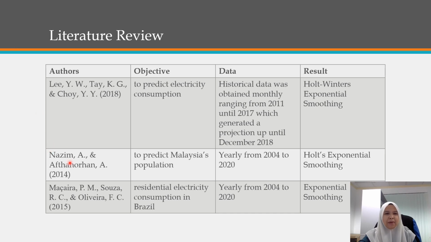Similarly, Nazim and partners said that Holt exponential smoothing is the best technique to predict Malaysia's population. This paper was published in 2014 and the data is yearly from 2004 until 2020. The next paper, by Makaira et al., 2015, said that exponential smoothing is the best to study residential electricity consumption in Brazil. The data is also yearly from 2004 until 2020.